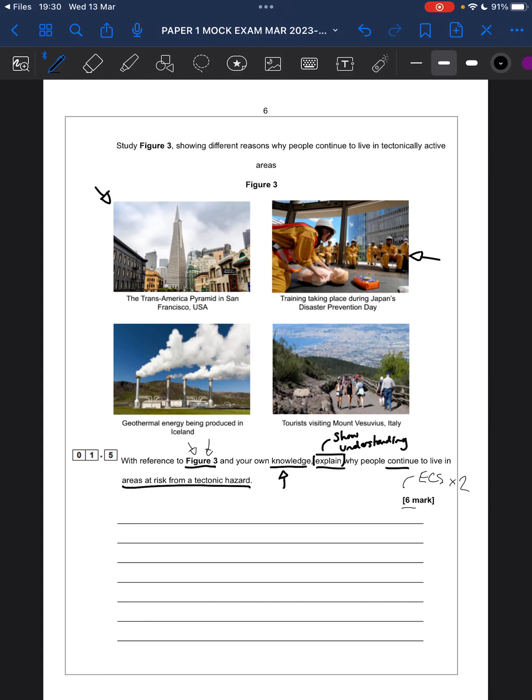It says here, your own knowledge. So here, for example, you may choose to include some case studies. Now, for my guys, that could be L'Aquila in Italy or Nepal. So you may say a reason why people choose to stay or continue to live in areas at risk in Nepal is because they do not have the money to be able to afford to move elsewhere. Or you could say tourists visit Mount Vesuvius. This is like Nepal when people visit the country to go to Mount Everest or the Himalayas. So again, you're breaking it up. ECS times 2, showing that you've used the figure.